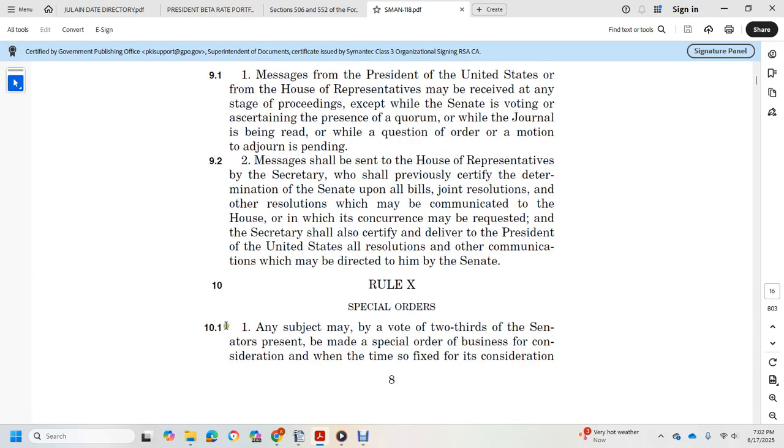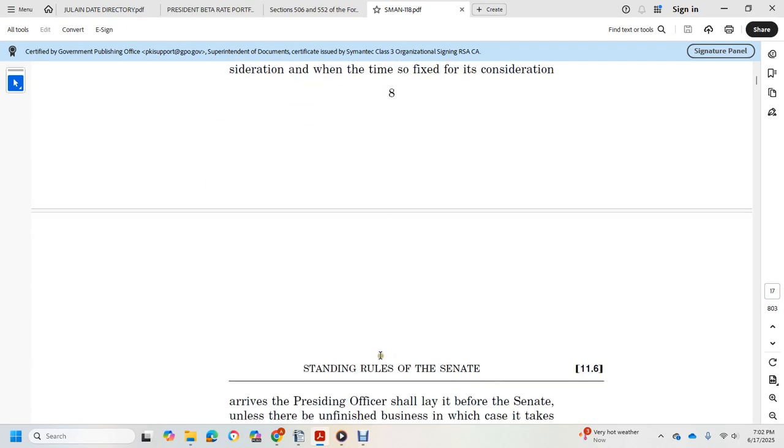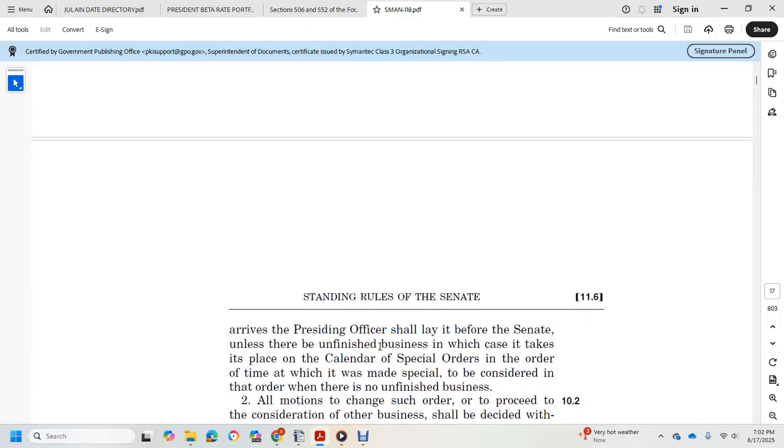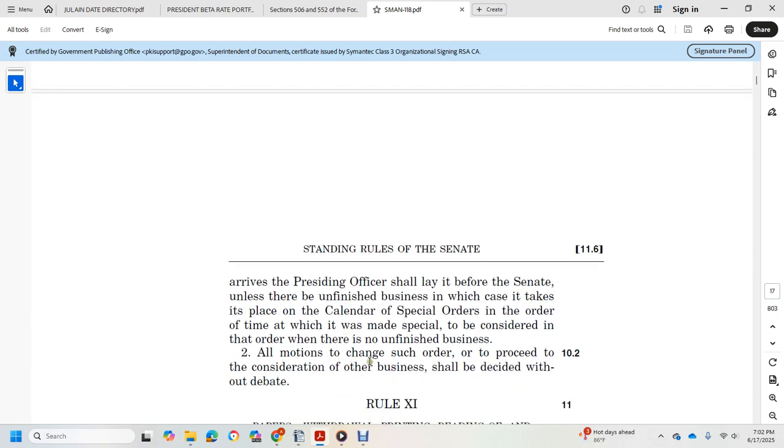Rule 10. Special orders. Any subject may, by a vote of 2/3 of the Senate present, be made a special order of business for consideration, and when the time so fixed for its consideration arrives, the presiding officer shall lay it before the Senate unless there is unfinished business, in which case it takes its place on the calendar of special orders in the order of time at which each was made special, to be considered in the order in which they were unfinished business. All motions to change the order to proceed to consideration of other business shall be decided without debate.